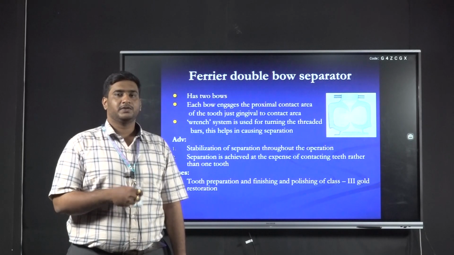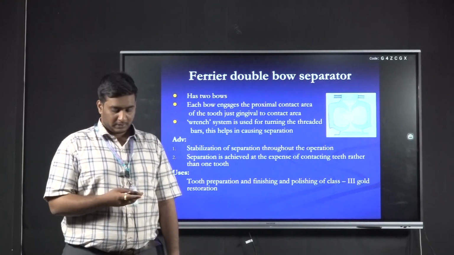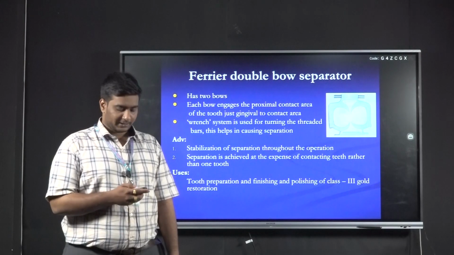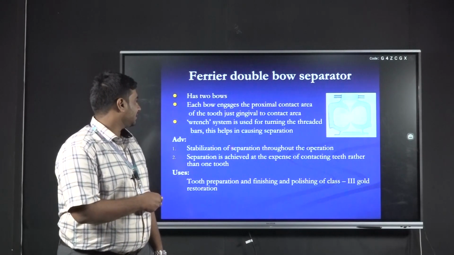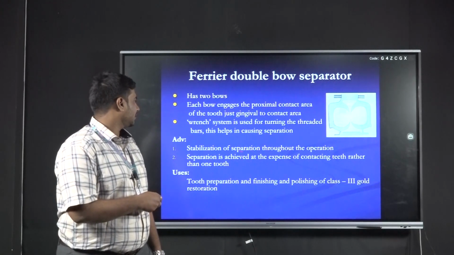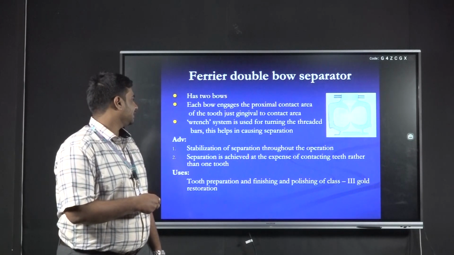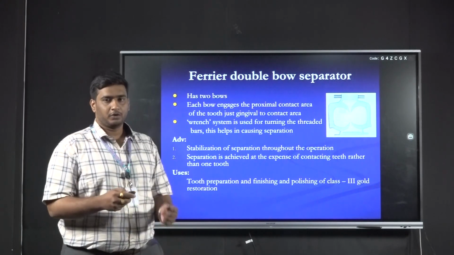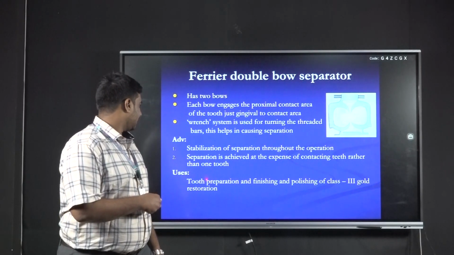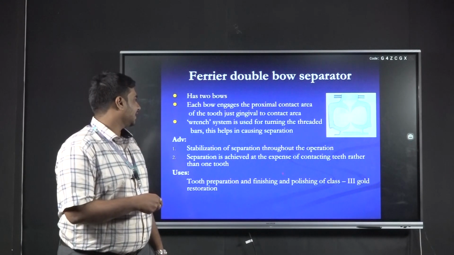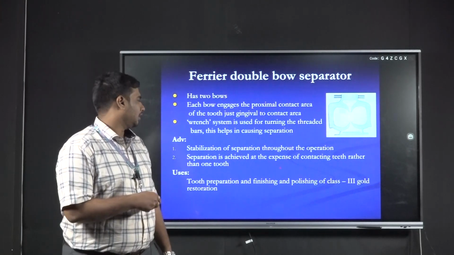There will be a wrench which will be threaded with the equipment provided, and there will be separation of the teeth. So coming to the advantages: stabilization of separation throughout the operation, and separation is achieved at the expense of contacting teeth rather than on one tooth. There will be two bows, so there will be multiple separation, and it is used for tooth preparation and finishing and polishing of class 3 gold restorations.